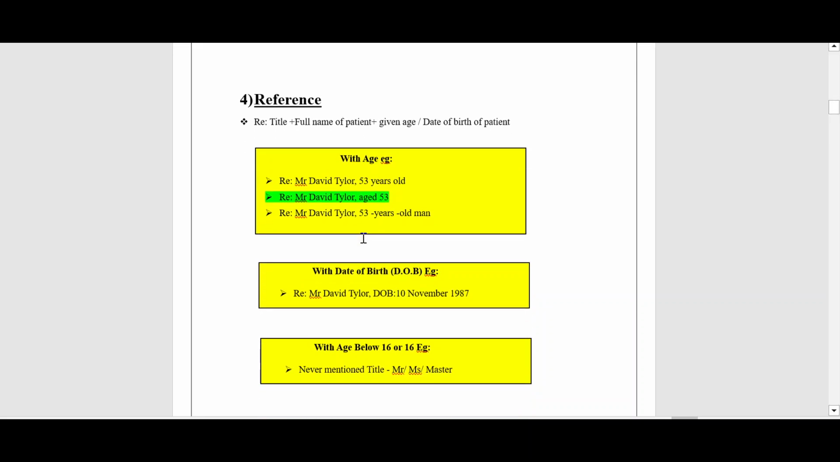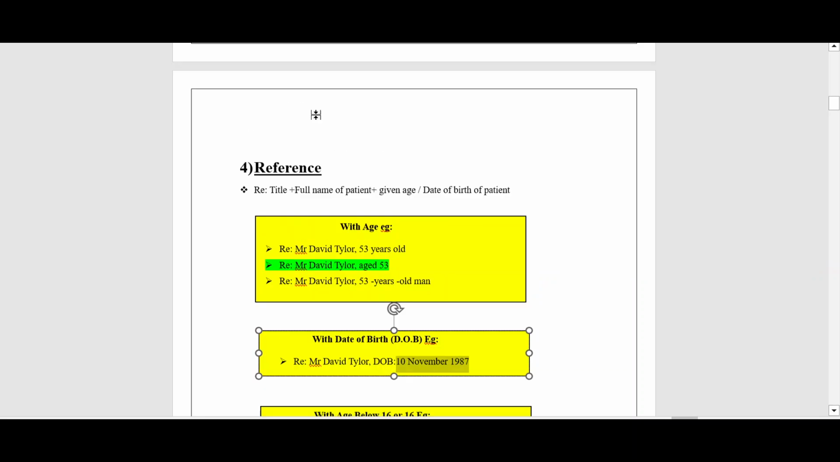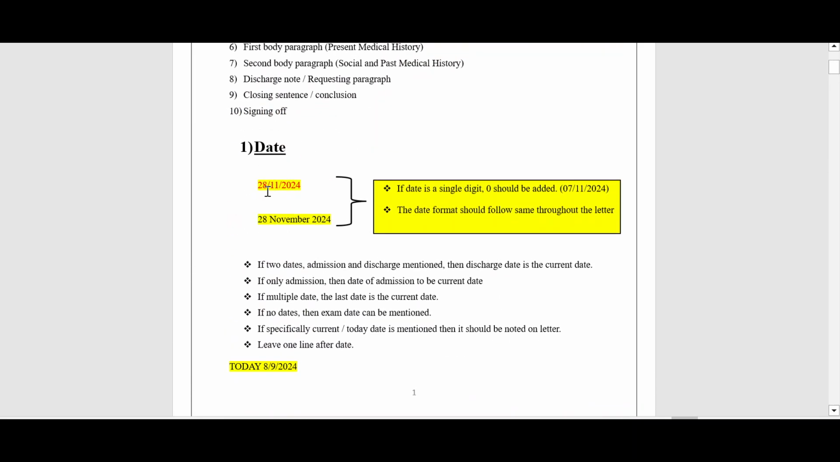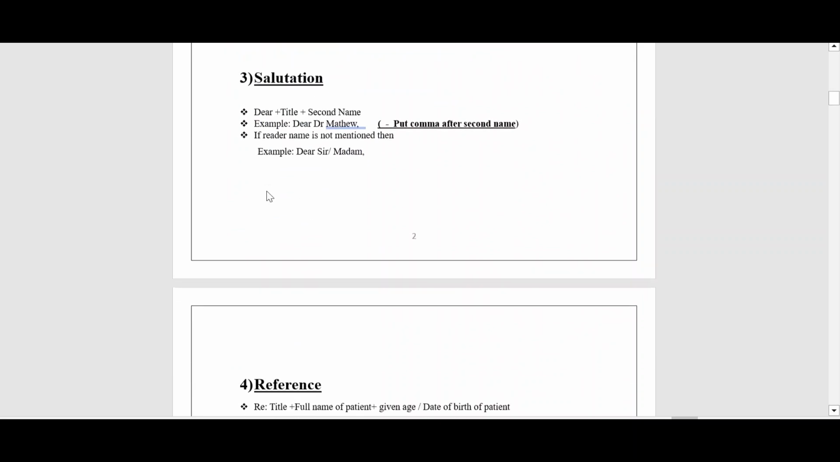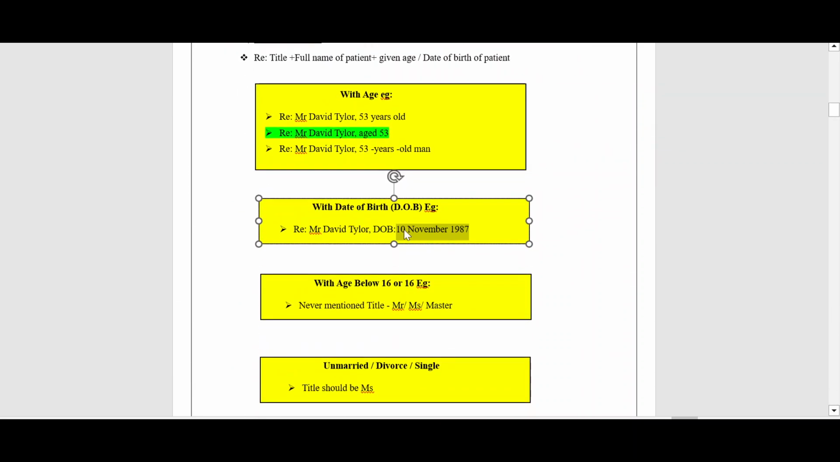If the date of birth is mentioned or the patient's age, there are certain rules that you need to follow. This format, check it out clearly. DOB colon, and then you should write 10th November, whatever date is mentioned. If you are mentioning the date in this way, then your date here should be the same. This should be the same pattern, same style. You cannot bring another style into your date while writing the OET letter.